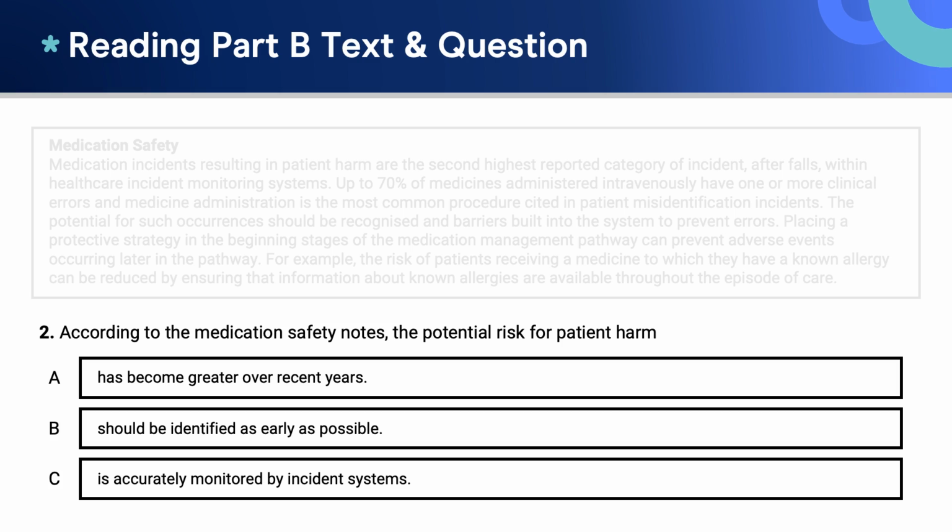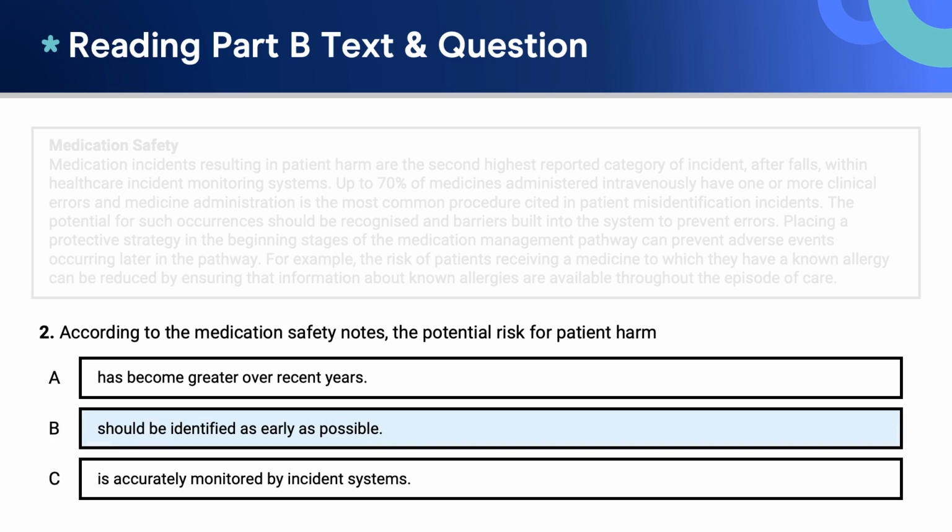Okay, so by now you should have a pretty good idea of what that was about. Now we're going to turn our attention back to the answer options to eliminate incorrect ones and confirm the correct answer. Let's start with answer option A. According to the medication safety notes, the potential risk for patient harm has become greater over recent years. Can you remember from reading that passage anything about the patient harm increasing over recent years or becoming greater? I can't. I don't remember reading anything like that, so I'm going to just leave that one for the time being, and I'm going to look at B.